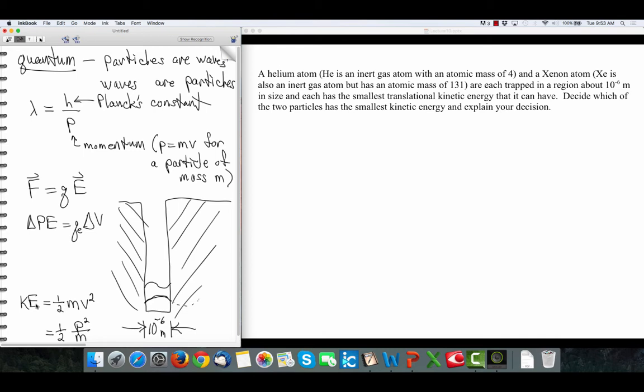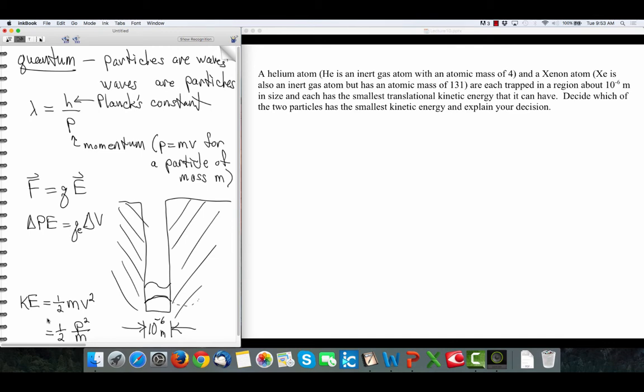So those are the steps that whoever wrote this problem would like you to think through. Each one has the smallest kinetic energy that it can have. Therefore, it has the smallest momentum that it can have, which tells you it has the largest wavelength that it can have. And since it's trapped in this space, the largest wavelength for either of them is the same number, twice that distance. And so they have to have the same momentum, which means the kinetic energy of the one with the largest mass is smaller.